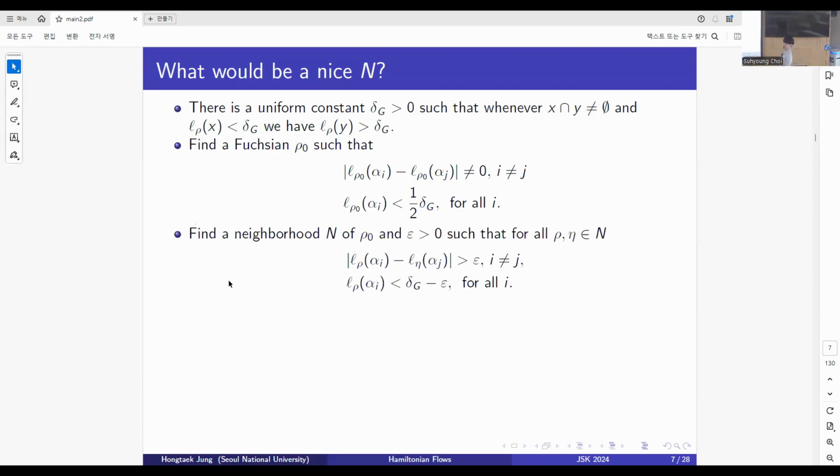And because length varies continuously on the Hitchin component, you can perturb a little bit. So you find a neighborhood N of your Fuchsian representation rho naught, such that the difference between the lengths of alpha i and alpha j, measured at rho and eta, is bigger than epsilon whenever i and j are different. And because of this condition, we can also achieve this inequality easily.